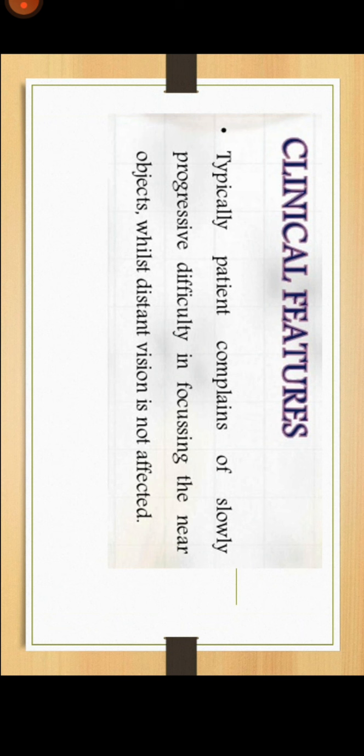Then the clinical features. Typically, the patient complains of slowly progressive difficulty in focusing on near objects, while distant vision is not affected. Here, the patient can't see near objects at first, but can focus after taking some time because the elasticity is lost. That means the lens cannot move fast because its elasticity is lost, but after some more time it will change its shape.